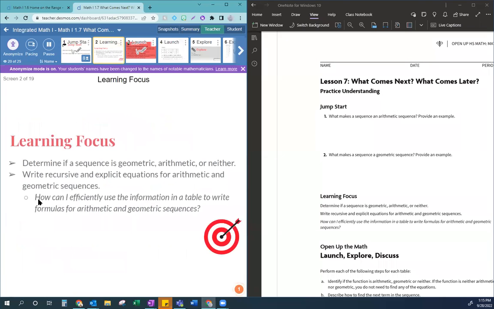So today what we're going to be able to do is determine if a sequence is geometric, arithmetic, or neither. So that person whose work I just showed, they already know how to do that. Then it says write recursive and explicit equations for arithmetic and geometric sequences. We've been working on this. And then it says, how can I efficiently use the information in a table to write formulas for arithmetic and geometric sequences? So again, this is not anything new that we are doing. This is kind of like putting everybody all together, okay?